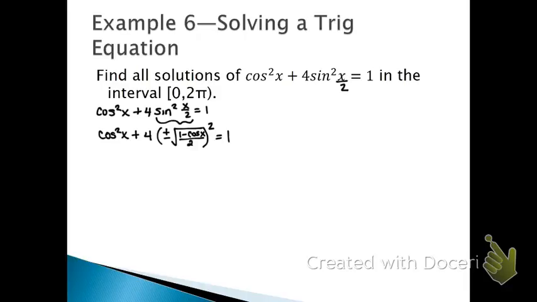Now, remember the plus or minus depends on what quadrant the x is going to be in. We don't know, but we're squaring it. And what do we know about a plus or a minus when it's squared? It's going to be positive. So we have cosine squared of x plus 4 times, and when we square that, we don't have to worry about it. And what is a square root squared? It cancels. So I just got 1 minus cosine of x over 2, and then my equals 1.